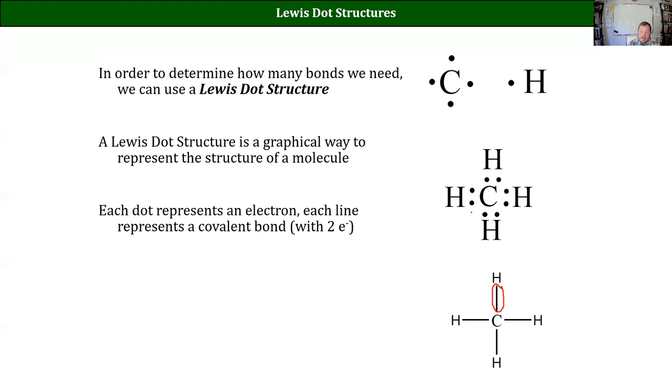All of this to basically say, once we get all of these paired up, we're pretty much always dealing with pairs of electrons. Right. So get used to counting by twos.